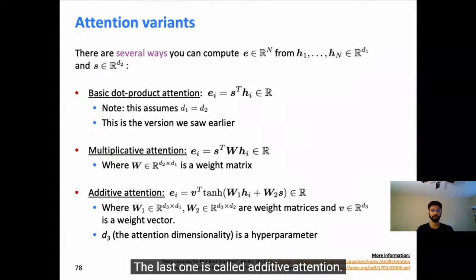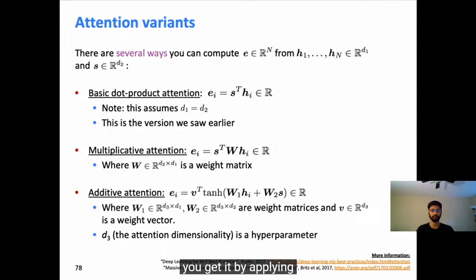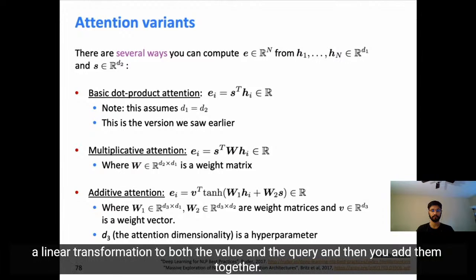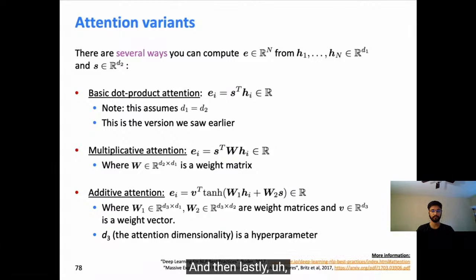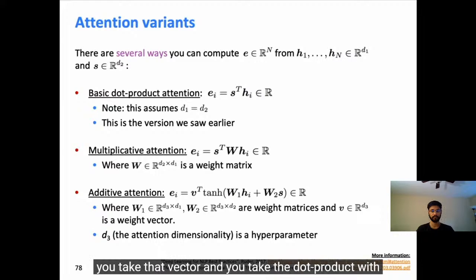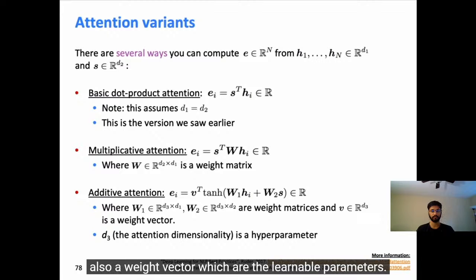The last one is called additive attention. What's happening here is that the score of the value hi, you get it by applying a linear transformation to both the value and the query, and then you add them together, and then you put them through a nonlinearity like tanh. Lastly, you take that vector and take a dot product with a weight vector to give you a single number that is the score. So here you've got two different weight matrices and also a weight vector, which are the learnable parameters.